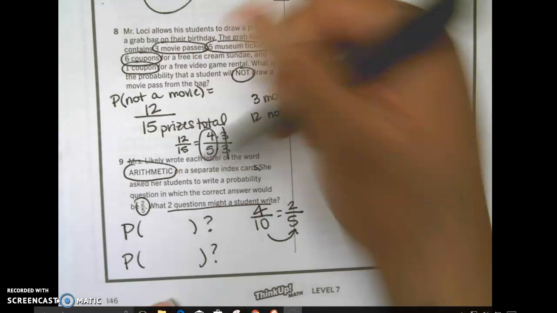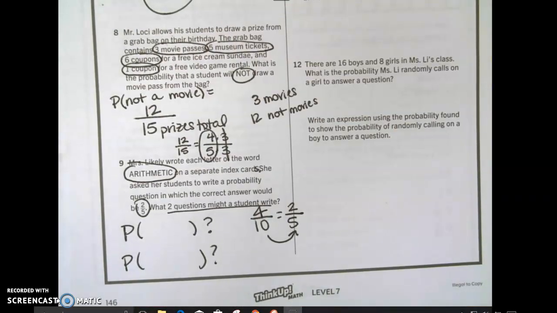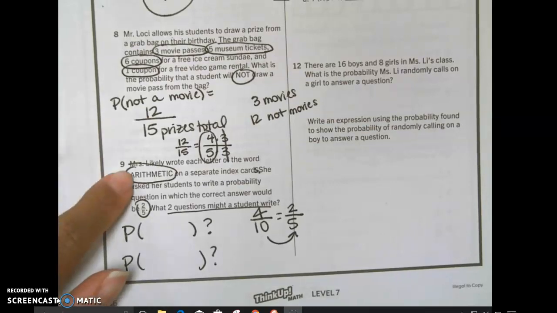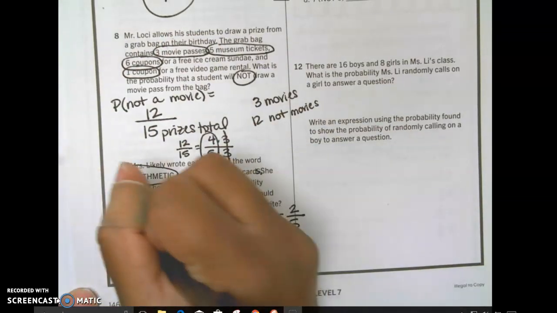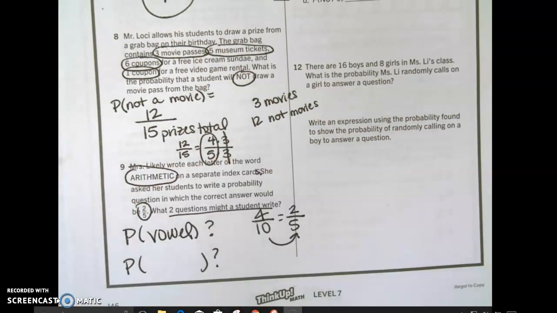4. What do I have 4 of in arithmetic? I don't have 4 T's. I have 2 T's. What was the question? What do I have 4 of in the word arithmetic? Letters. I got more than 4. I got 10 letters total. Okay, I have 4 vowels. Good. What are those vowels? A, E, and I. I have 2 I's, so that's 4. Probability of a vowel. And then what else do I have 4 of? Consonant. No, because if 4 of them are vowels, then 6 of them are consonants.